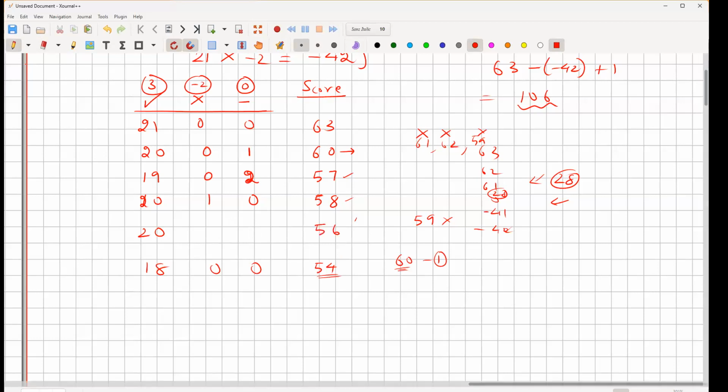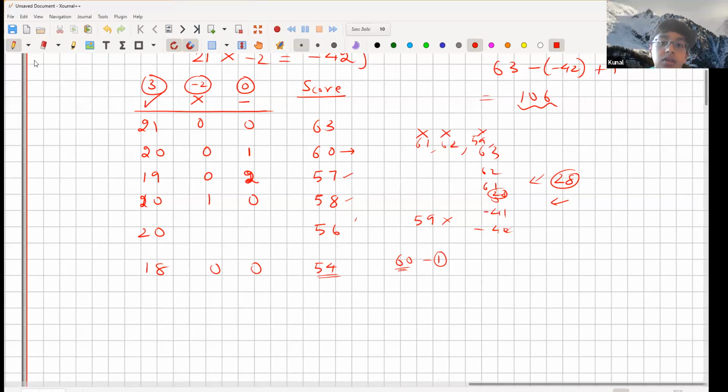No, 20 into 3 is 60. 56 is not possible, right? 19 into 3 is 57, and then 20 into 3 minus, 56 is not possible. Oh, very good catch there, Vihan. Okay, so 56 is also not possible. But 55 is okay.